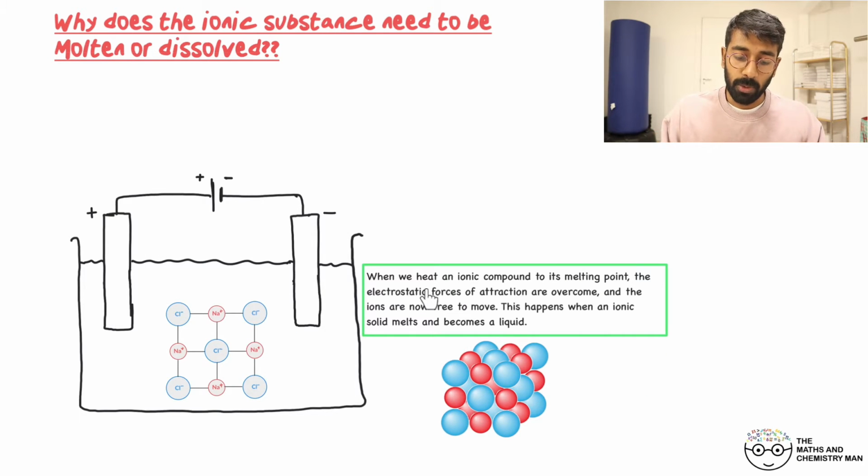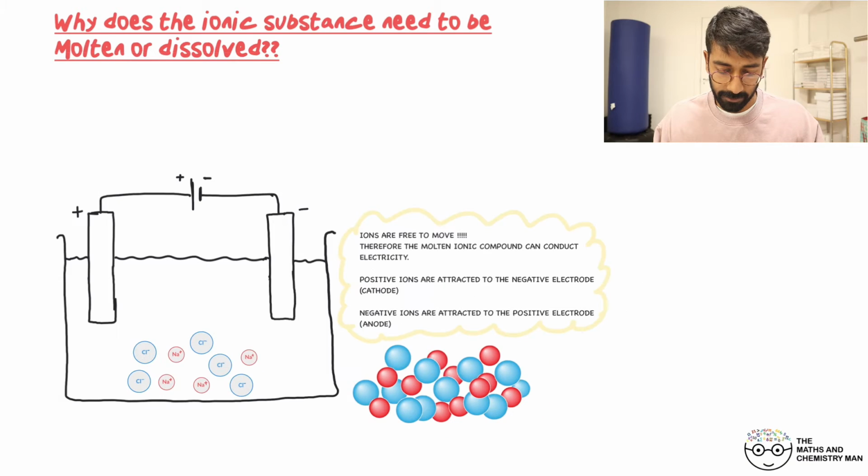However, when we heat an ionic compound to its melting point, the electrostatic forces of attraction are overcome, so they break. That means the ions are now free to move, and this happens when the ionic solid melts and becomes a liquid. All those bonds are now broken, and you can see the ions are floating, free to move around. Because those ions are free to move, it can conduct electricity. As I mentioned earlier, the positive ions are attracted to the negative electrode, which is your cathode, and the negative ions are attracted to the positive electrode, which is your anode.